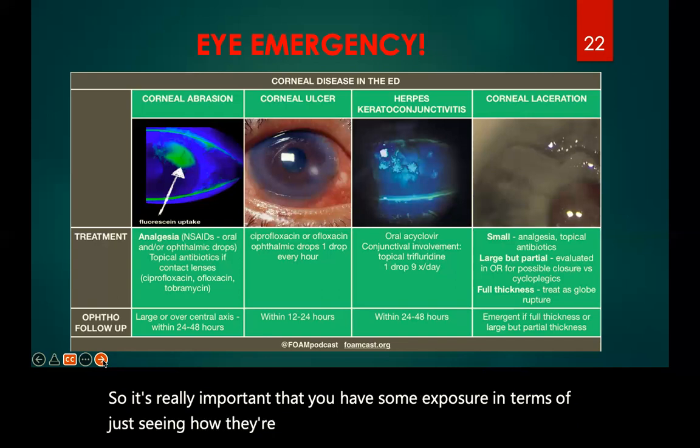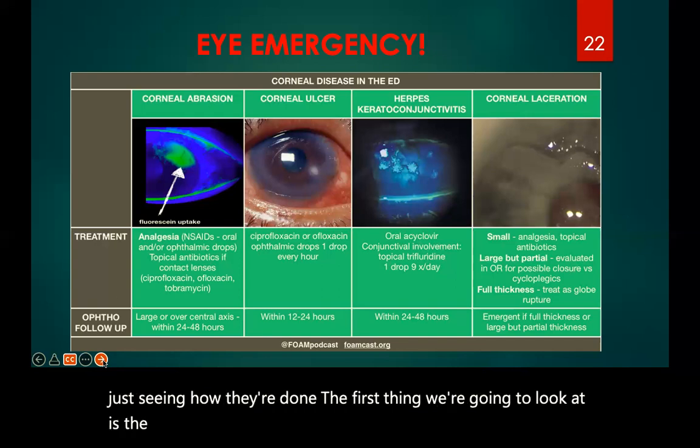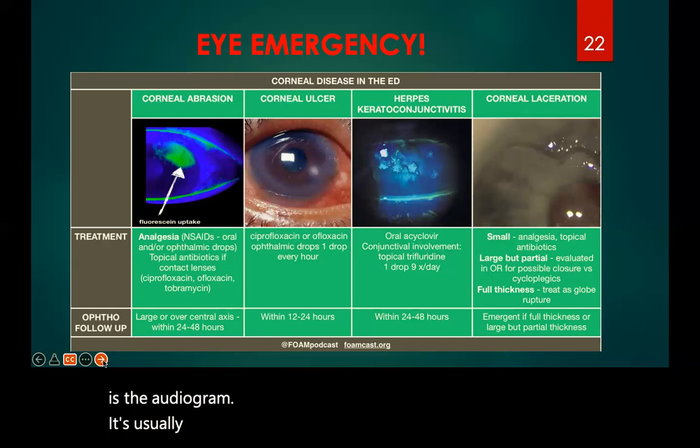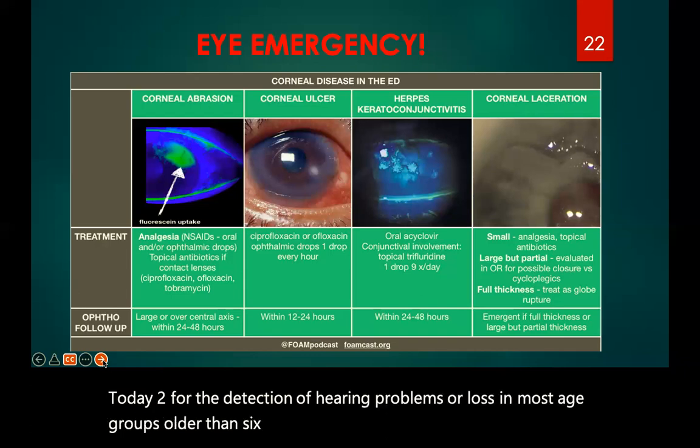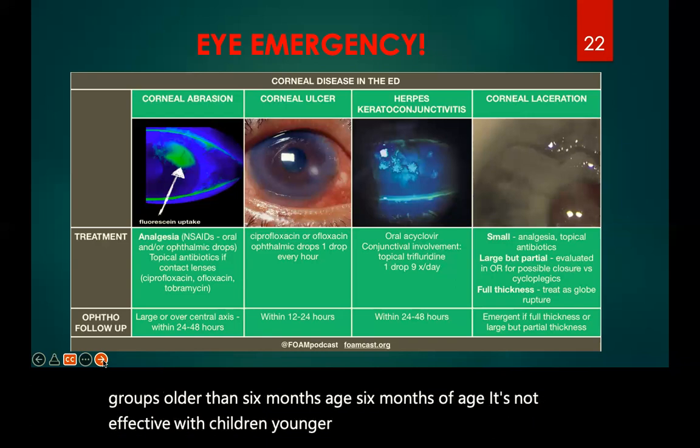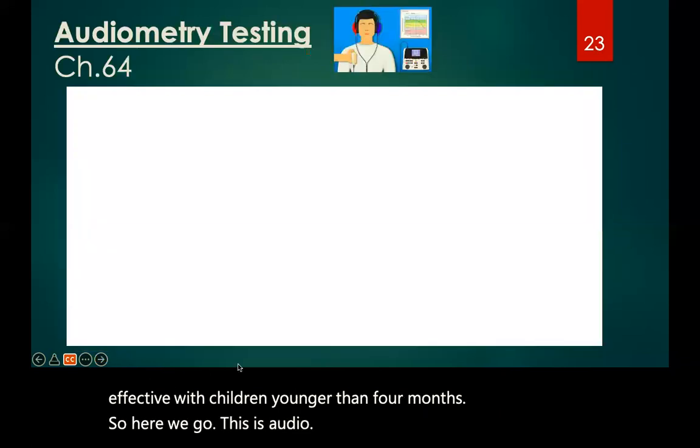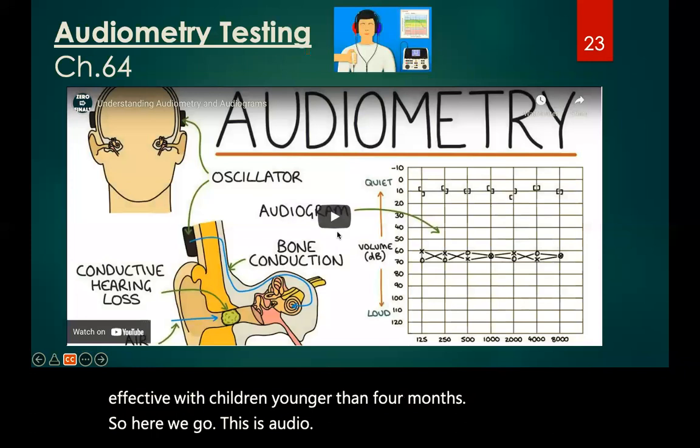The first thing we're going to look at is an audiogram. It's usually used for the detection of hearing problems or loss in most age groups older than 6 months of age. It's not effective with children younger than 4 months. Okay, so here we go. This is audiometry testing.